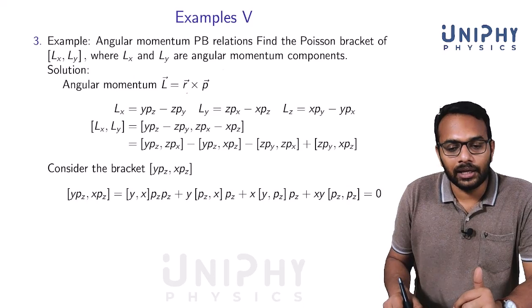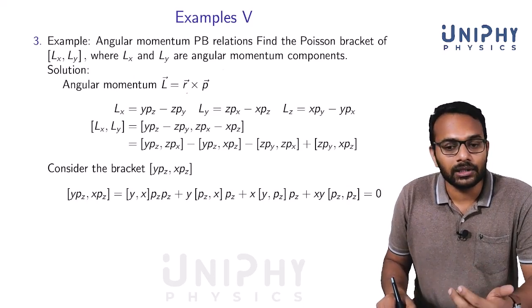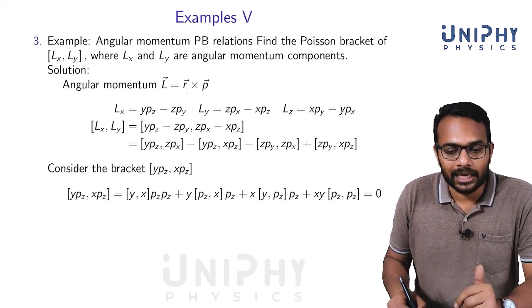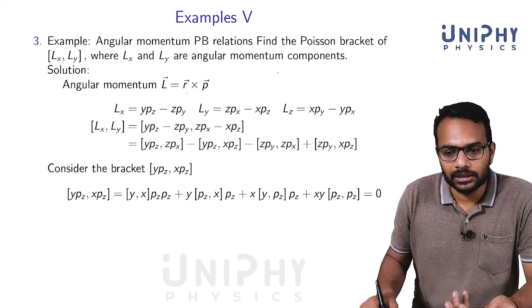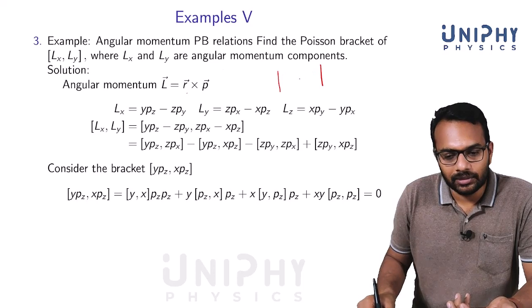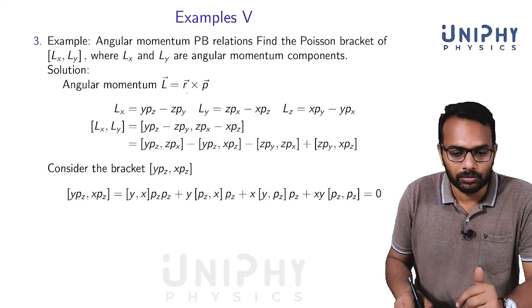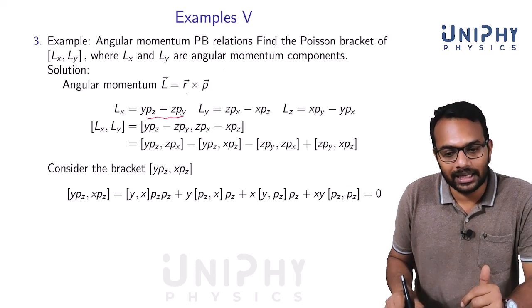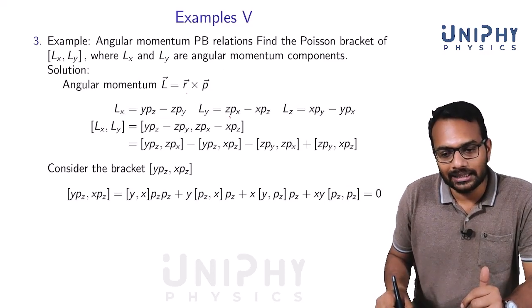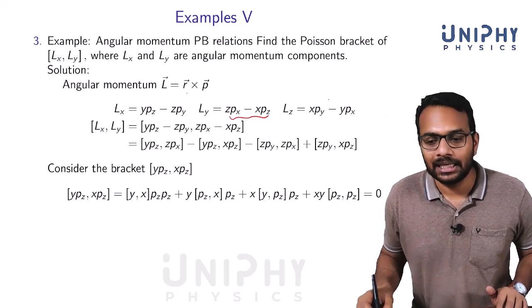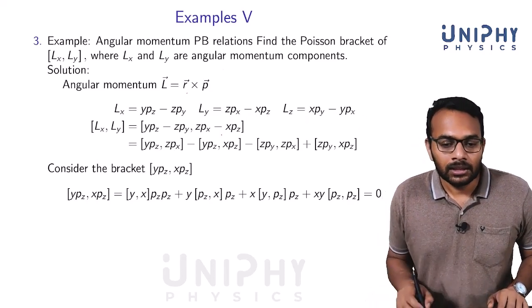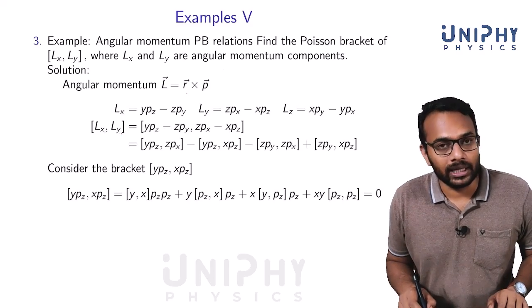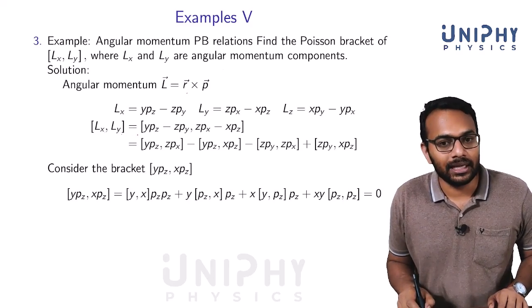So angular momentum L vector is equal to r vector cross p vector, and you know how to get the components of it. You can do the determinant thing for the cross product, and we know the three components. Lx is ypz minus zpy, Ly is zpx minus xpz, and Lz is xpy minus ypx. So let's first find Lx with Ly.